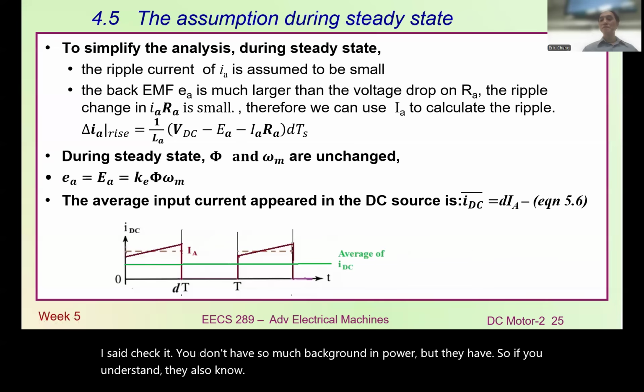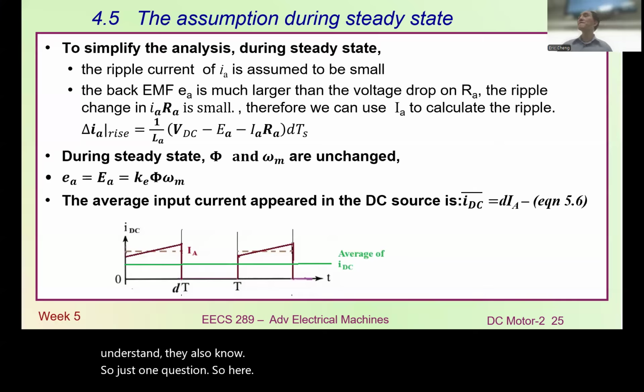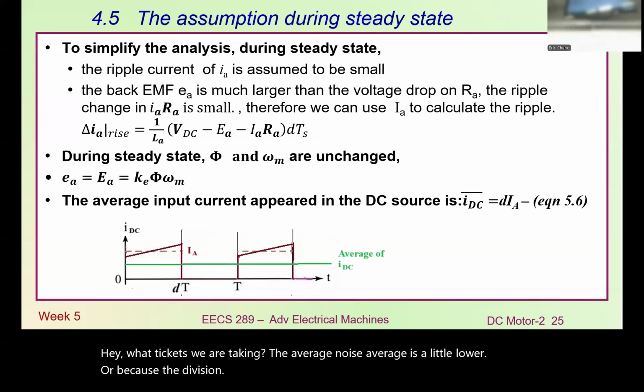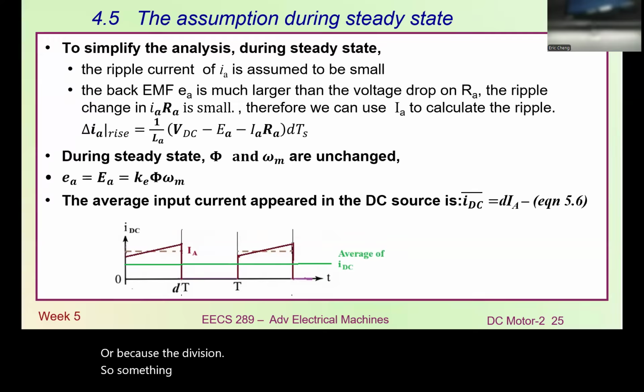So just one question. Here, if we are taking the average, why is this average a little lower? Oh, because of the duty ratio. You see, your red color is the waveform. Here we got 0, so something plus 0 average, we got lower. So that's the whole waveform average.